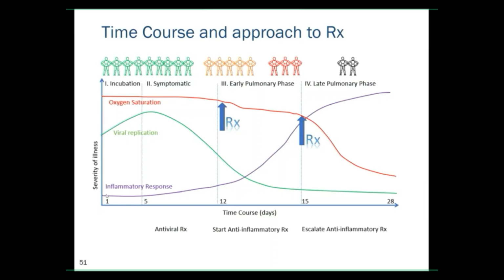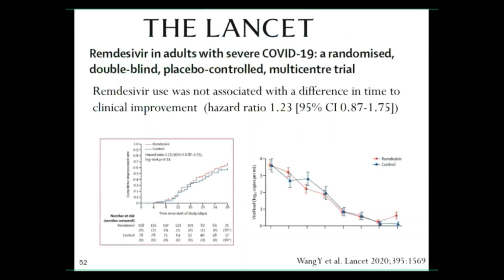it's the inverse of the inflammatory response. So as the viral replication is going down, the inflammatory response again is becoming intense. Again, showing the inverse relationship between viral replication and the inflammatory response. So again, antiviral therapy during the symptomatic phase, and you start anti-inflammatory therapy in the pulmonary phase and escalate. So we're going to go through some studies which make this point very clear.